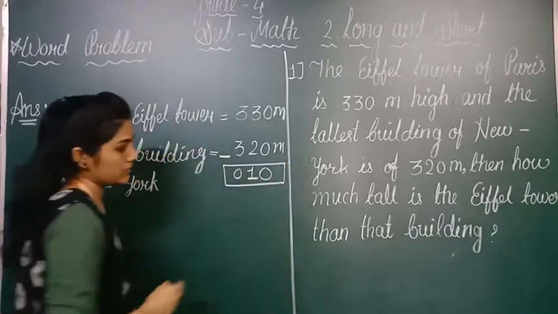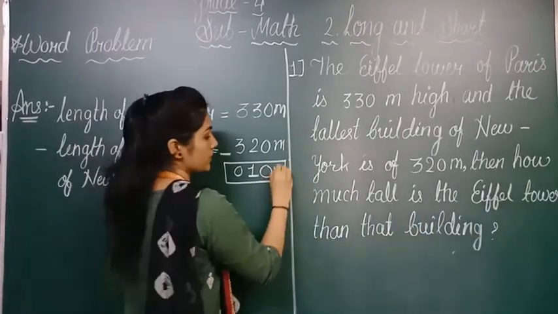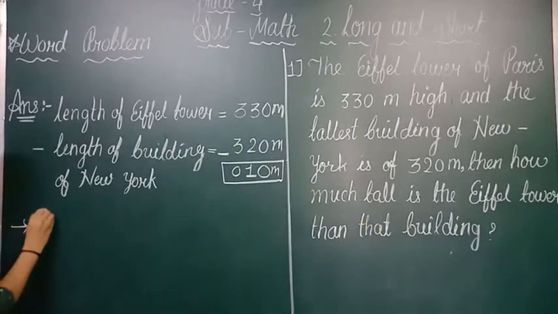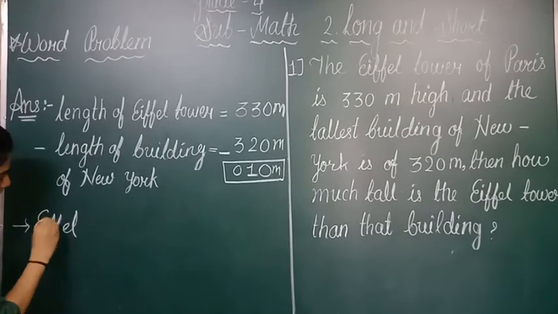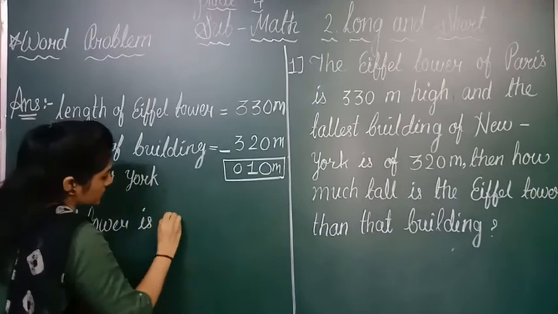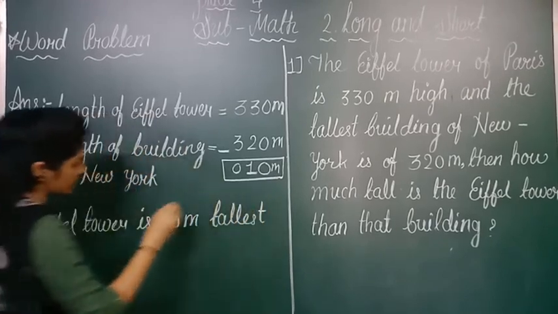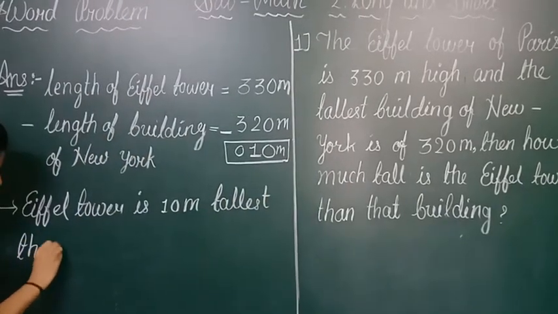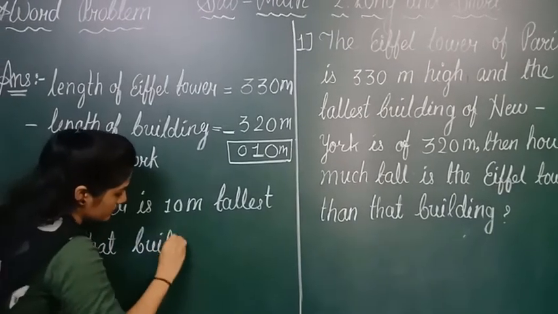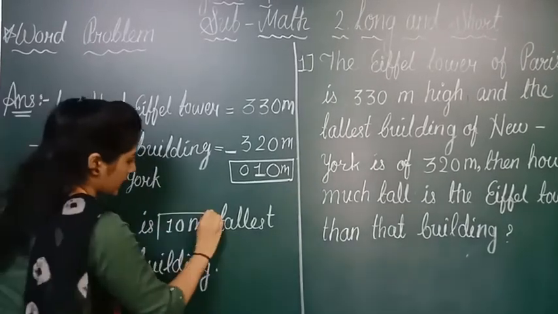So here we can say that this Eiffel Tower is 10 meter bigger than this building, right? So here I am writing, Eiffel Tower is 10 meter taller than that building. That means our answer is 10 meter here.